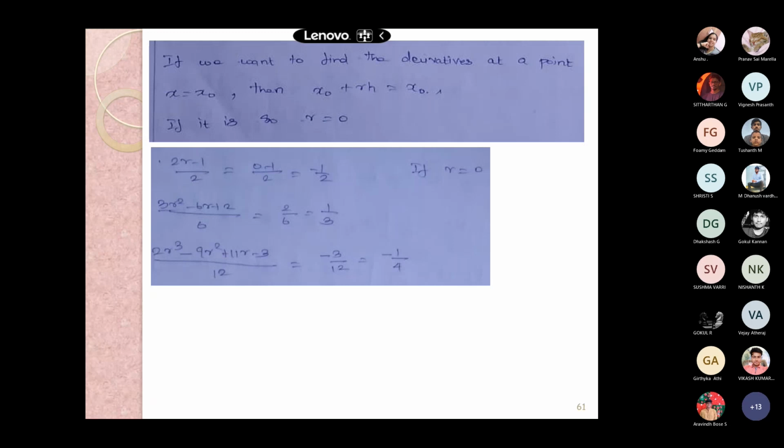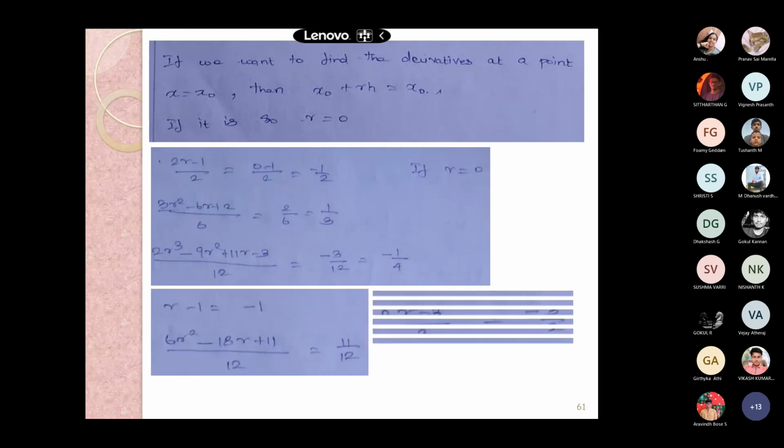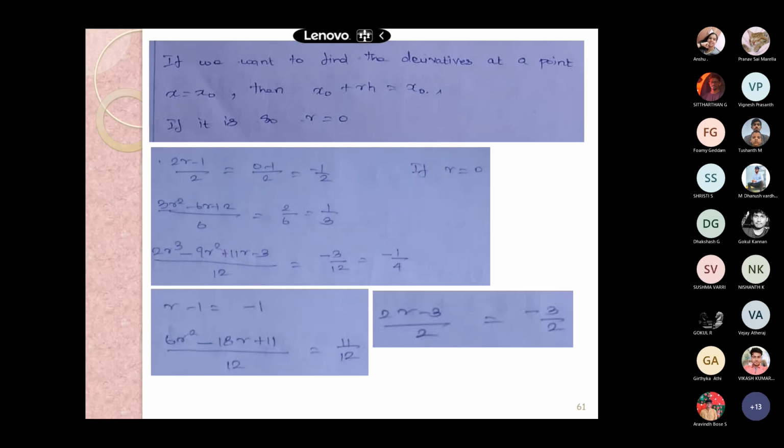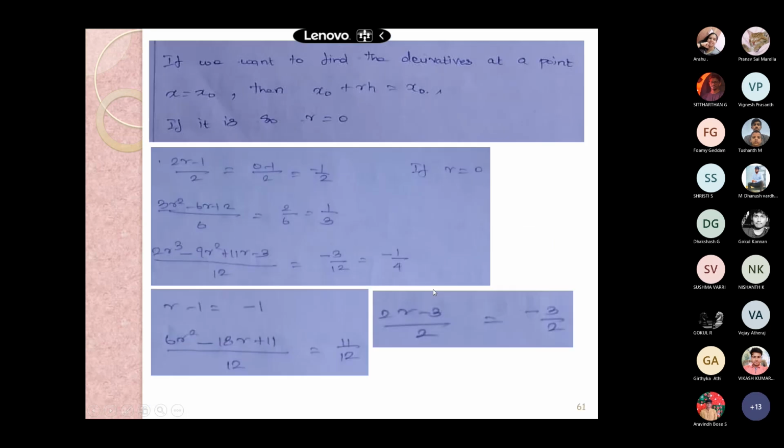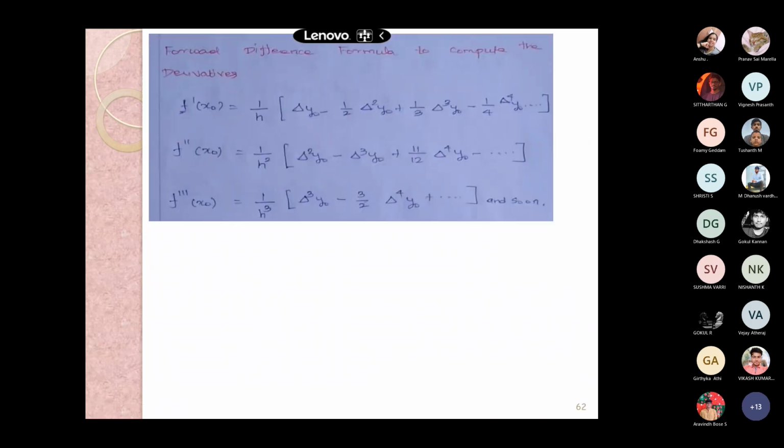We can apply this reduced coefficient, and this is what r minus 1 becomes, minus 1. This particular term, 6r square minus 18r plus 11 divided by 12, becomes 11 by 12. 2r minus 3 by 2 becomes minus 3 by 12. I'm applying these coefficients and the forward difference formula to compute the derivative.